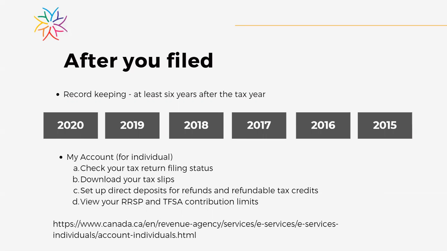Another thing I would like to suggest is for you to register a My Account with the CRA. My Account allows you to check your tax return filing status, download your tax slips, set up direct deposits for refunds and refundable tax credits like GST, HST, and view your carry forward tuition amount, RRSP, and TFSA contribution limits. Please follow the link here to set up your My Account.